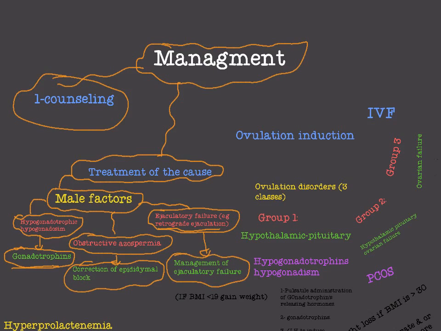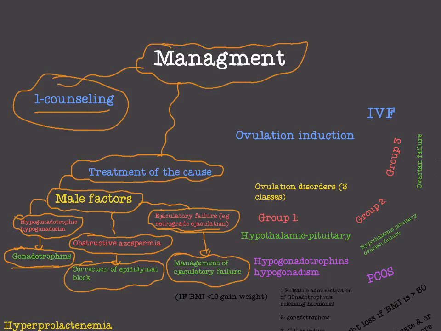So first of all, we have to counsel the patient, then we have to treat the cause behind the infertility. If it was male factor, then we have to find out what male factors affect the infertility. If it was hypogonadotrophic hypogonadism, then we have to give gonadotrophins. If it was obstructive azoospermia, we have to correct the obstruction. If it was ejaculatory failure, then we have to manage the ejaculatory failure.